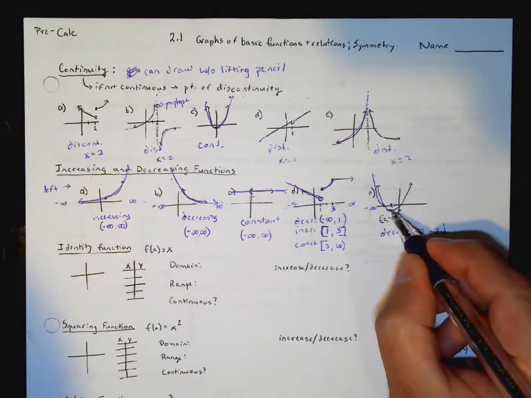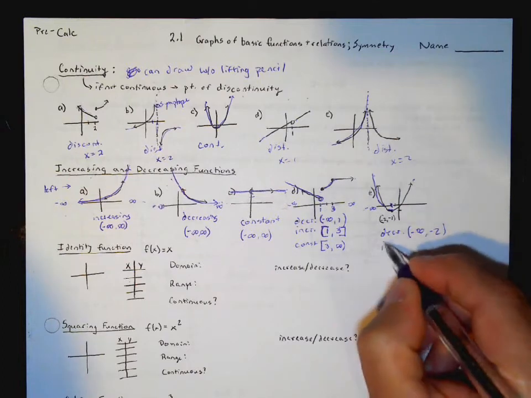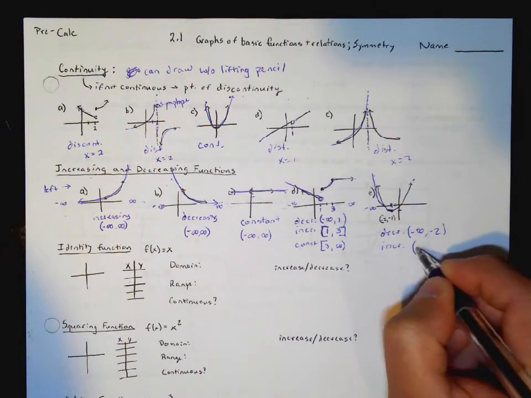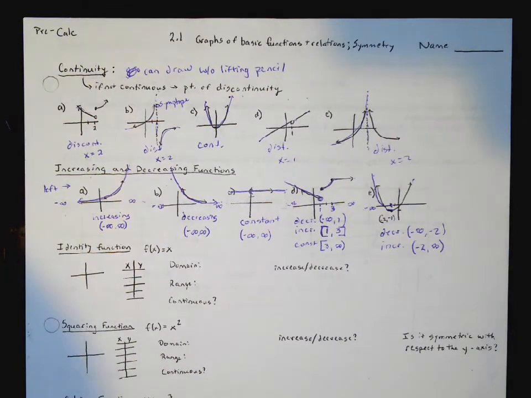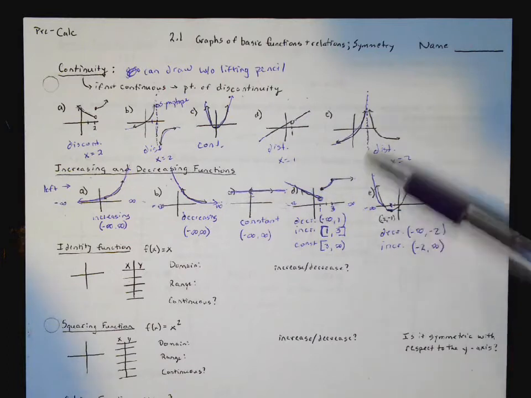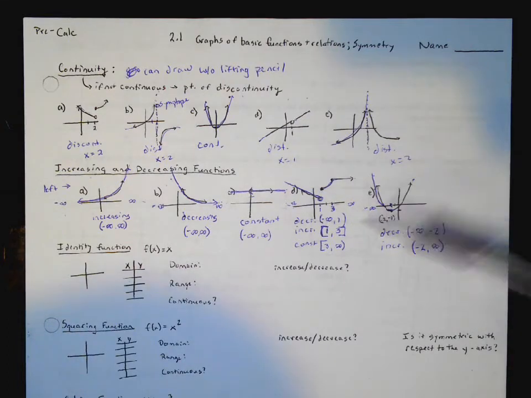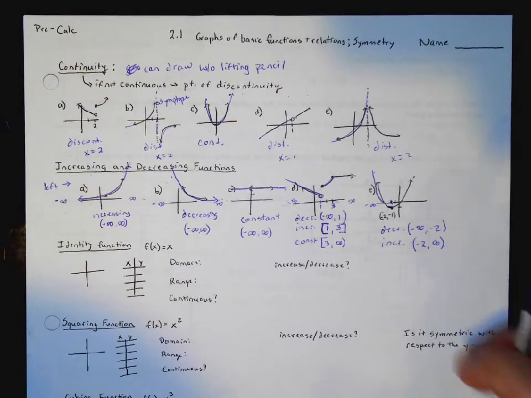And then at negative 2, it stops going down and it starts going up. So it's going to be increasing from negative 2 to infinity. Okay? So that's the idea of increasing and decreasing functions. I think you got to that last year in Algebra 2 before COVID hit, so hopefully that's a review thing for you. If not, tell me in class and we'll review it a lot more.